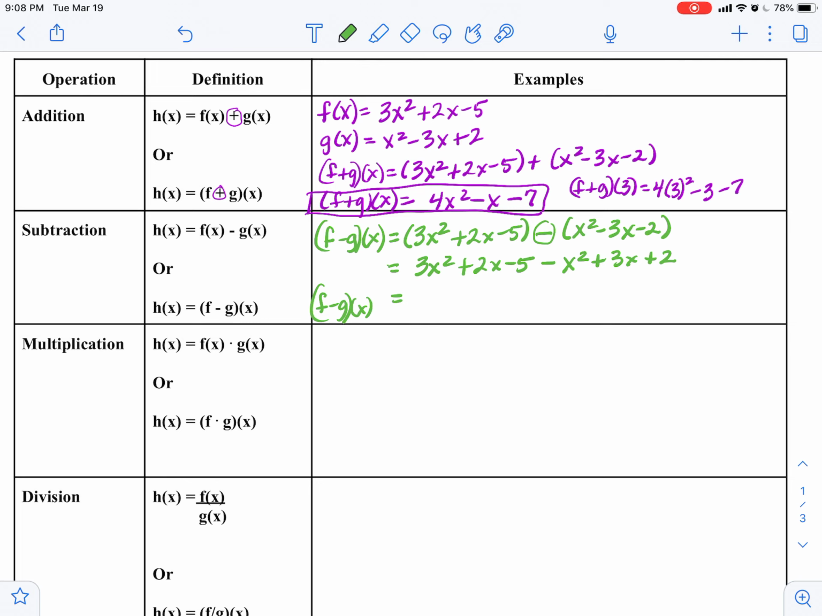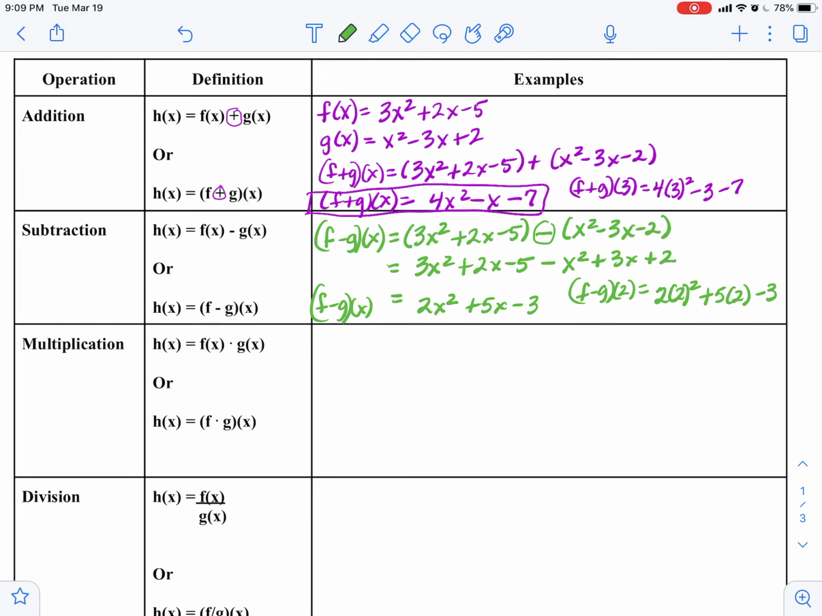In this case, we have 3x squared minus x squared, which would be 2x squared. 2x and 3x is 5x. And a negative 5 and a positive 2 would be a negative 3. Again, if they ask for f minus g of, let's say, 2, then I would come in here and put a 2 for the x. Now you would need to finish that, but that is what you would do.